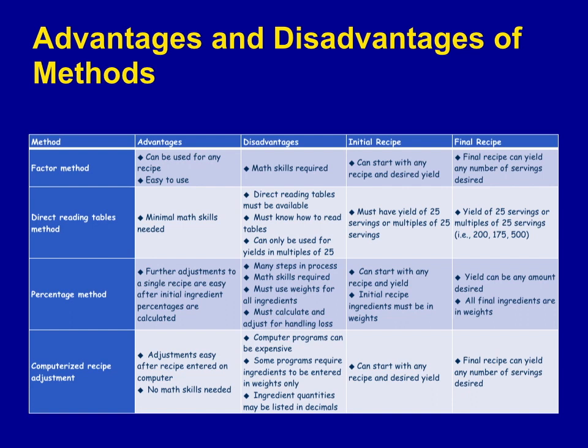This is a really incredibly easy method, requires no math skills. You would just have a computer program, you would input the information on the current yield, and it would calculate out what you wanted for the final yield, whether you were scaling up or scaling down the recipe. The thing with the computerized recipe adjustment is that these programs can be a bit expensive, so that's something to think about when you're deciding which method you want to use.